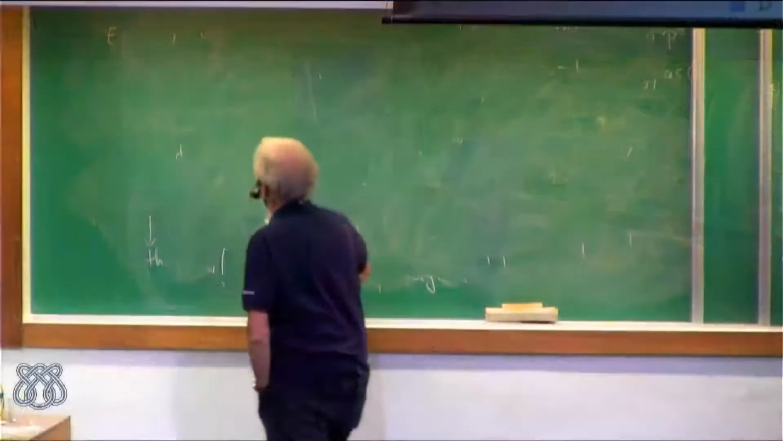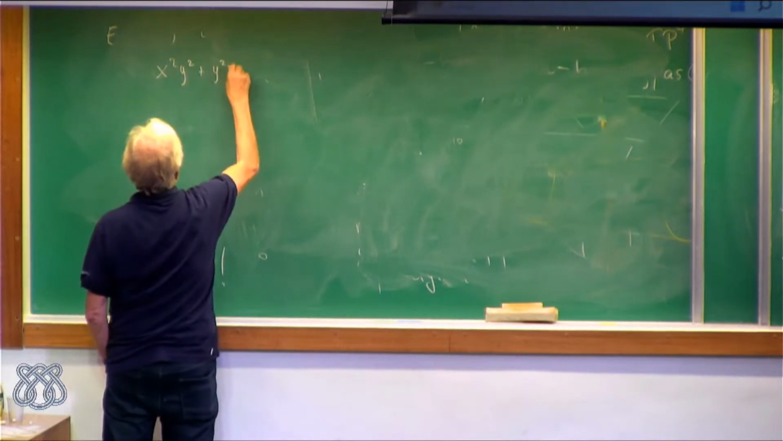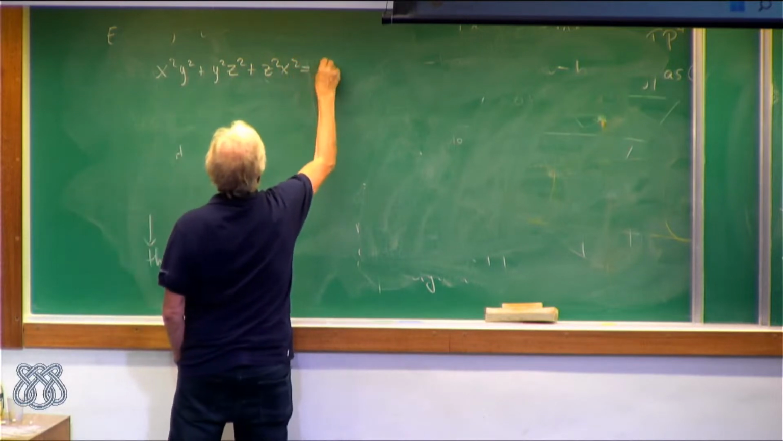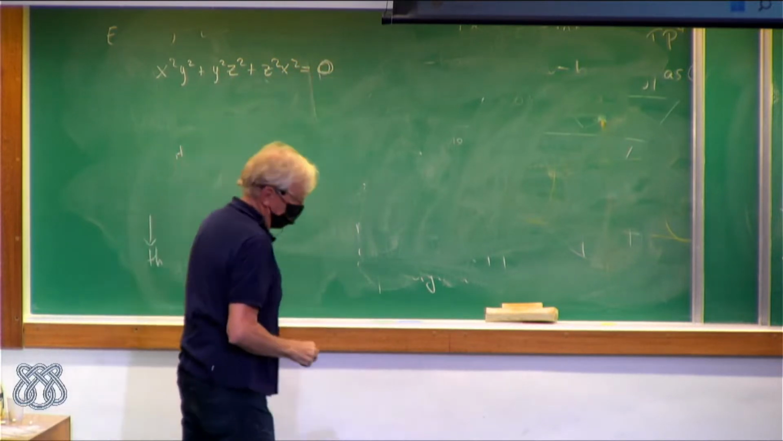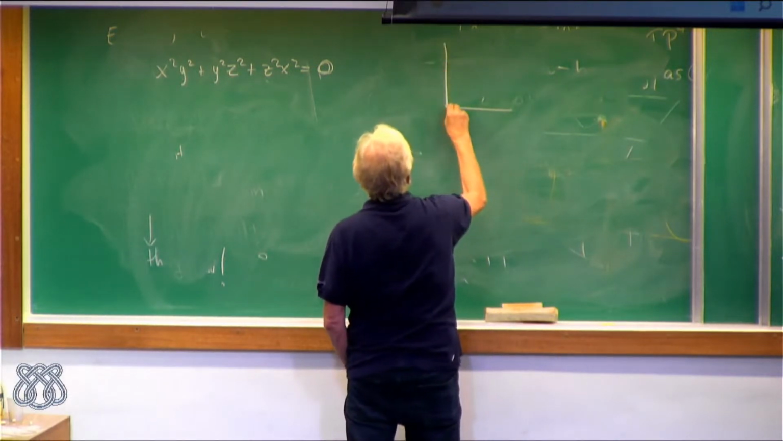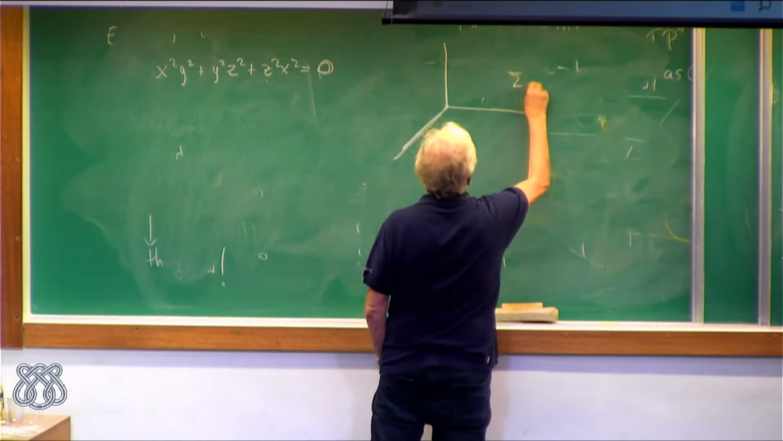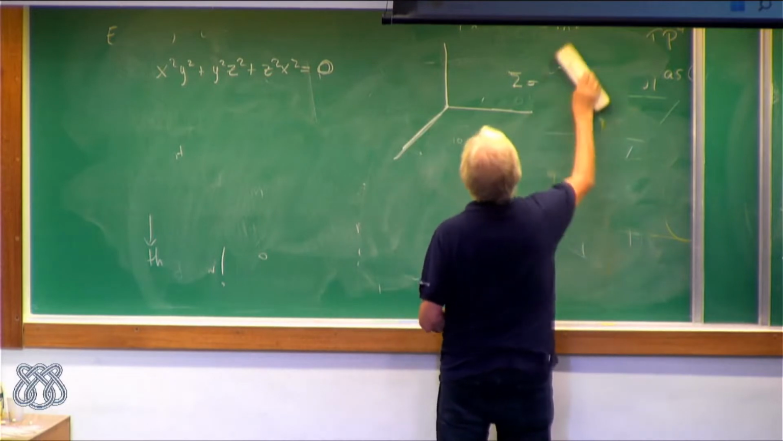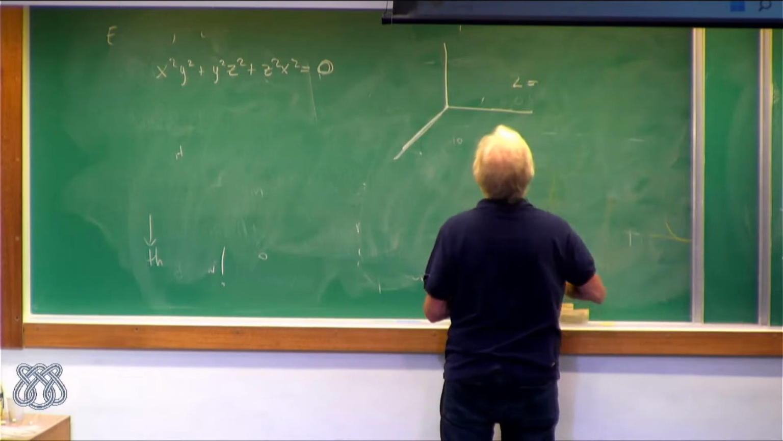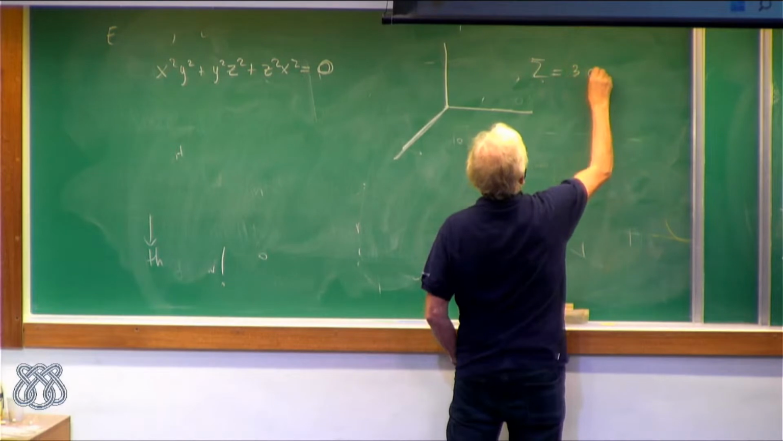So I start with x squared y squared plus y squared z squared plus z squared x squared is equal to 0. And then I do my computation, and I see that the singular set Sigma are the 3 coordinate axes.